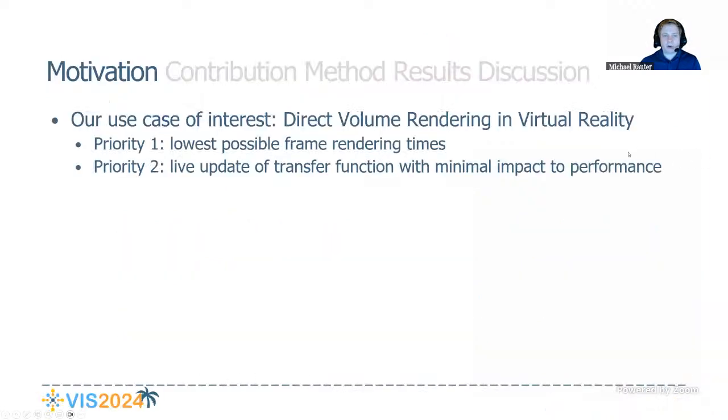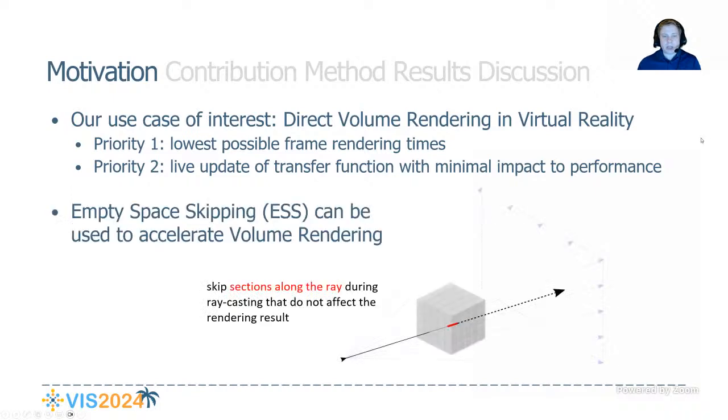So the motivation for our work: we have the use case of direct volume rendering in virtual reality, where we have two main priorities. Priority one is that we want the lowest possible frame rendering times, and priority two is that we want to be able to update the transfer function live with minimal impact on performance. We use empty space skipping to accelerate volume rendering, and the idea here is to skip sections along the ray that do not affect the rendering result during ray casting.